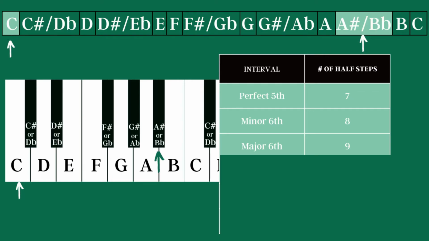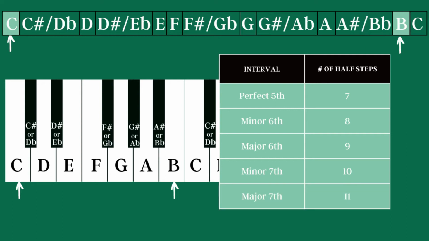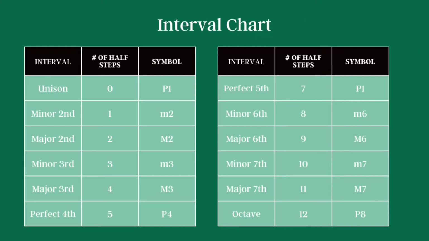10 and a half steps is a minor seventh. 11 and a half steps is a major seventh. And if I count 12 and a half steps starting from C, I'll have a perfect octave, which is also C, just a higher version of it. This might sound like a lot, but stick with me.